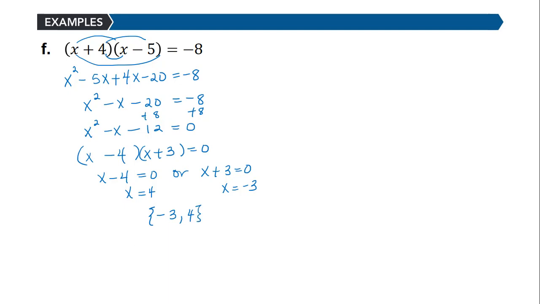Again, if I want to check, let's just check one of these. If I plug in negative 3, I'm asking is negative 3 plus 4 times negative 3 minus 5, is that equal to negative 8? Negative 3 plus 4 is 1. Negative 3 minus 5 is negative 8. And guess what? 1 times negative 8 is negative 8. So negative 3 is a solution of that equation.